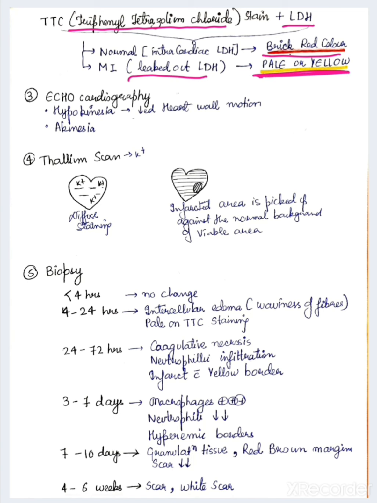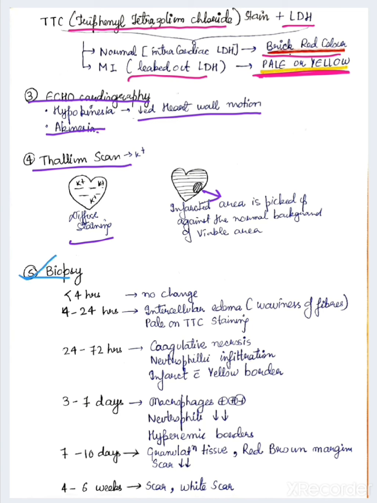So third diagnostic test of the MI is echocardiography. In this, hypokinesia occurs, which means decreased heart wall motion, and akinesia means absent motion. Fourth is thallium scan, in which we can see diffuse staining, and the infarcted area is picked up against the normal background or viable area. Now, fifth one is biopsy. It's also very important, biopsy of MI.